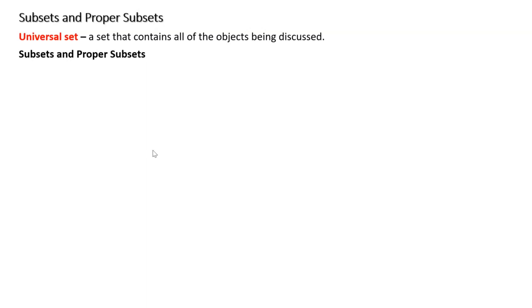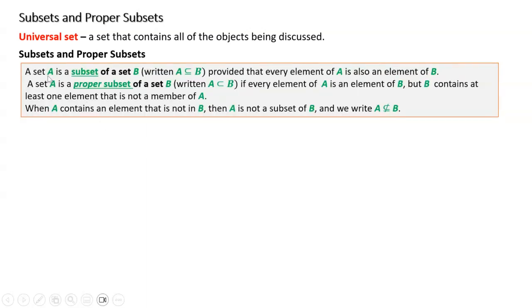Okay, subsets and proper subsets. A set A, in green, is a subset of a set B. This is the way you write it, with a symbol that means subset. It's a subset of B, and here's the condition why: provided that every element of A is also an element of B. And this, students, you can actually put on an index card, so when you do the homework, you know exactly what the meaning is.